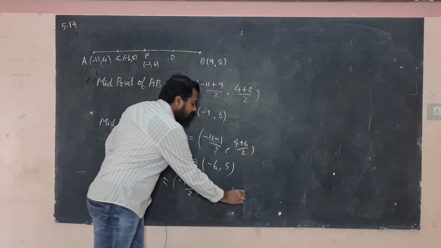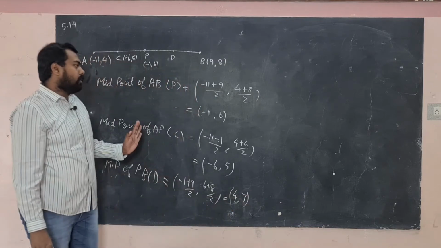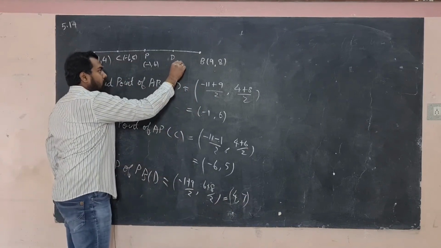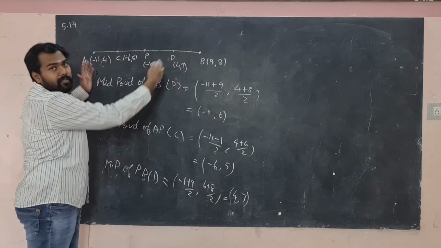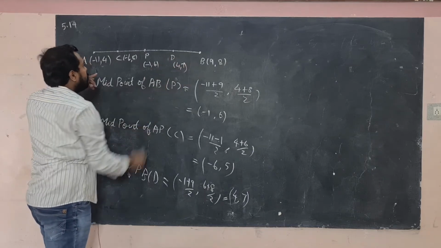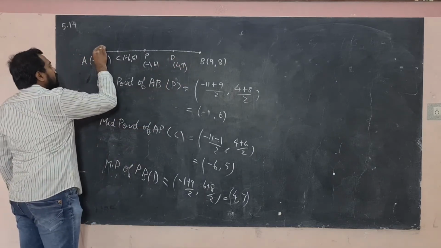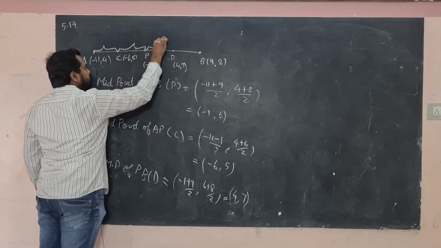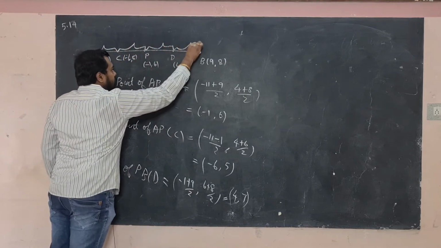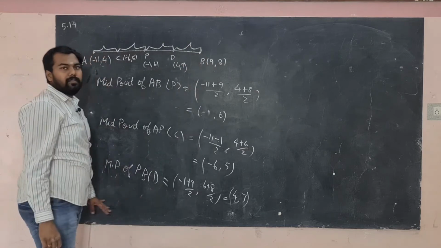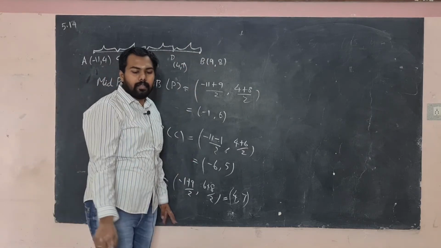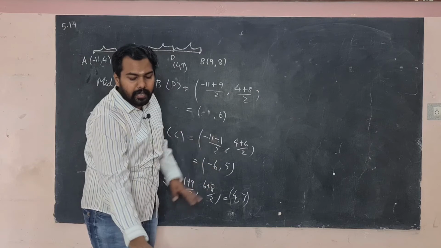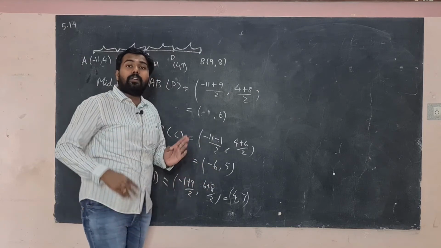14 divided by 2 is 7. So this is how we have to do. D is 4 comma 7. Now we have divided this line segment into 4 equal parts. See here, this is 1, this is 2, this is 3, this is 4. So 4 equal parts we have divided. So this is the answer. So first we have to get an idea what we are going to do, then only we can proceed.